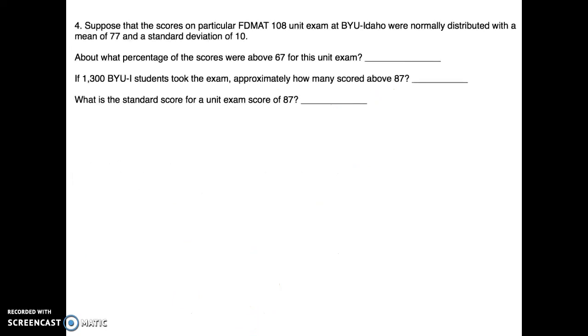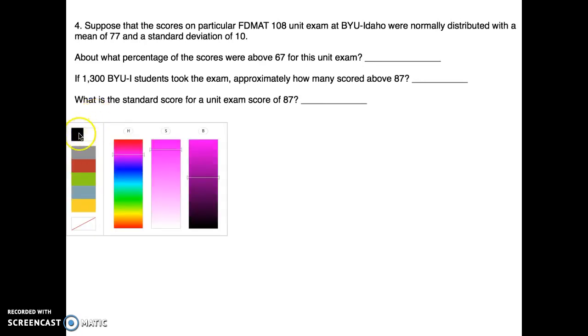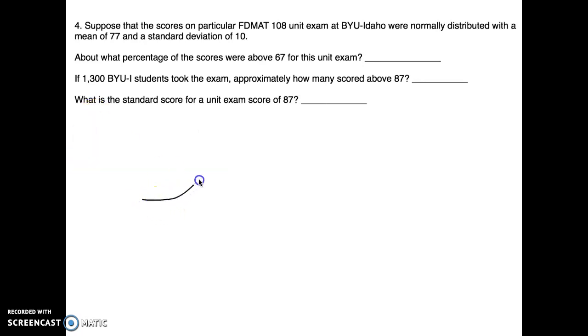So number 4, suppose that the scores on a particular Math 108 unit exam were normally distributed with a mean of 77 and standard deviation of 10. So on this one, if we go through and draw the curve, it's just going to be the standard bell curve, and then this middle line is always going to be the mean, which is 77. And then we want to go 3 standard deviations. So we got 87, 97, 107.